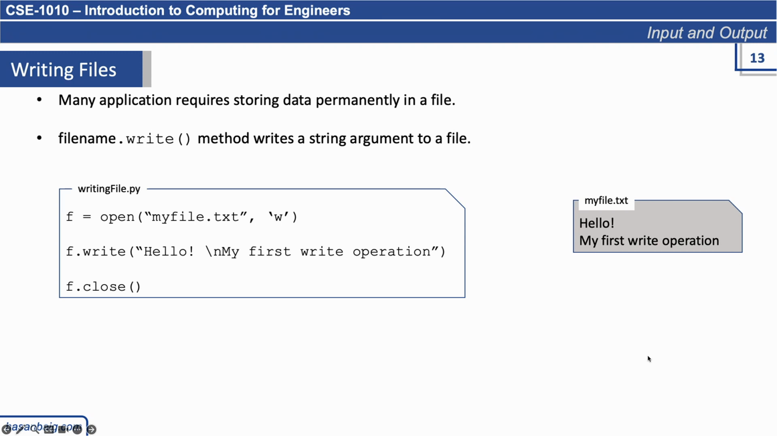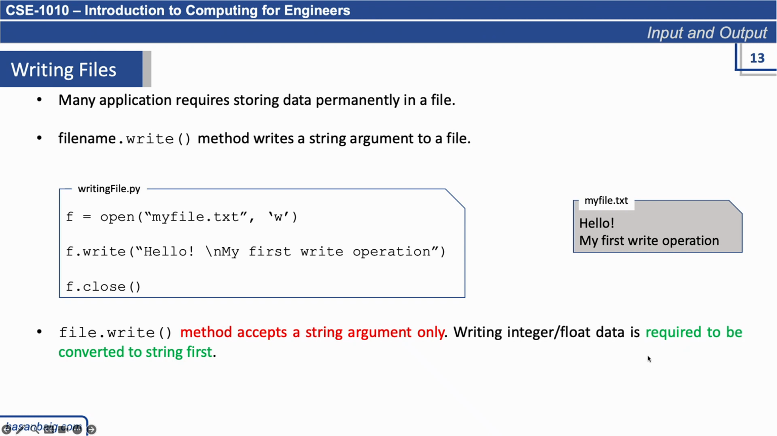The file.write method accepts a string argument only, as I just mentioned. So writing integer or float data requires converting it to a string first, just like this. Pass the integer or numerical value into the str function, and then pass this value into the write method, and it would write this.